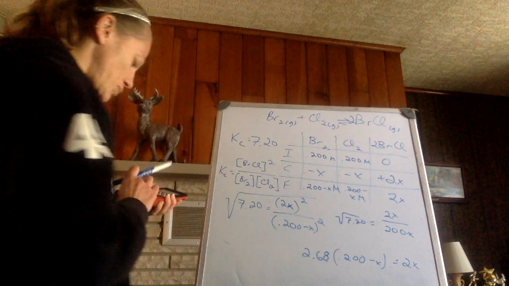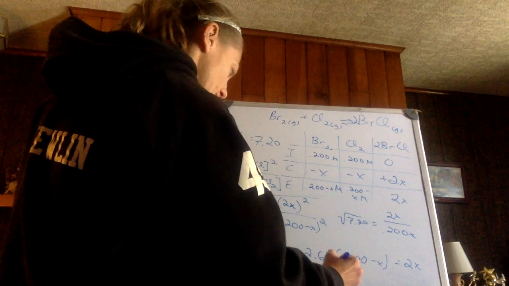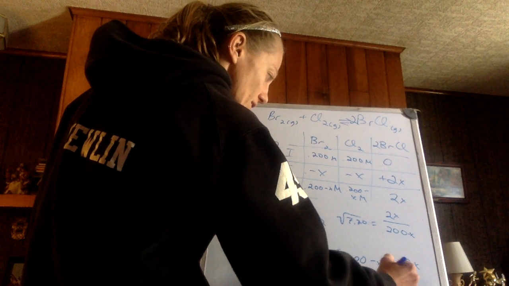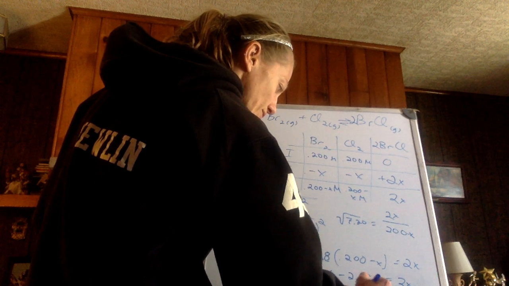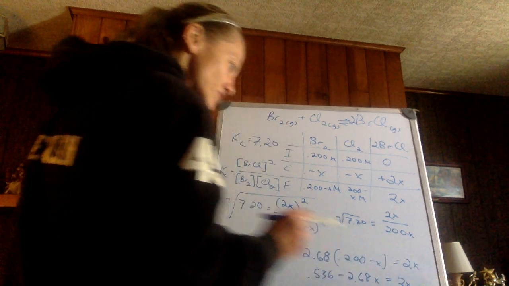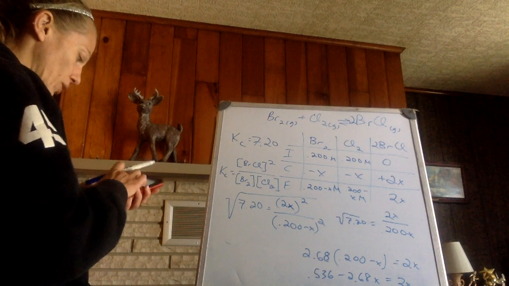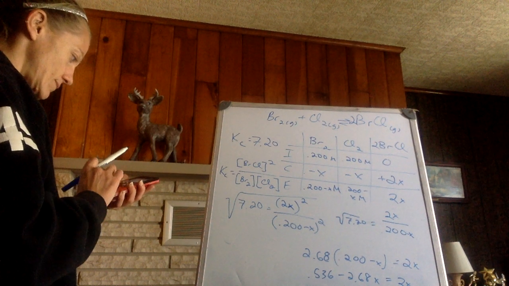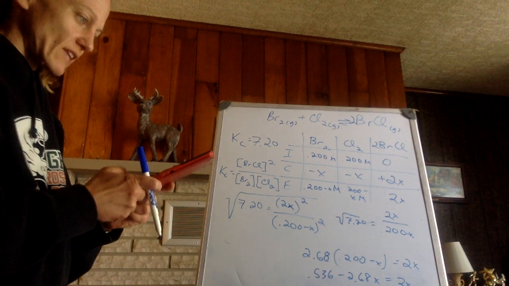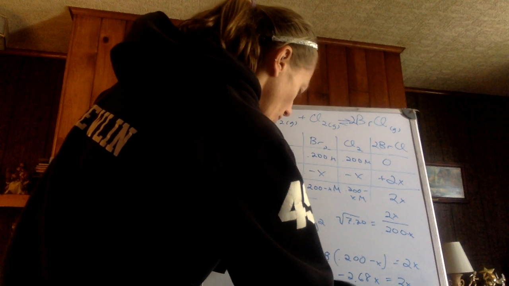So 2.68 times 0.2, 0.536, minus 2.68x equals 2x. 0.536 equals 4.68x. So 0.536 divided by 4.68, looks like x equals 0.115.